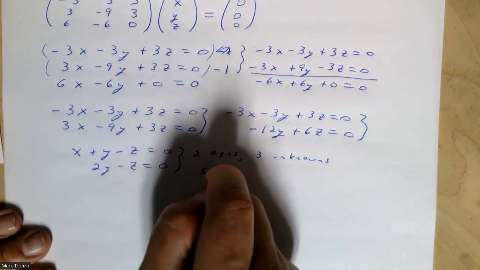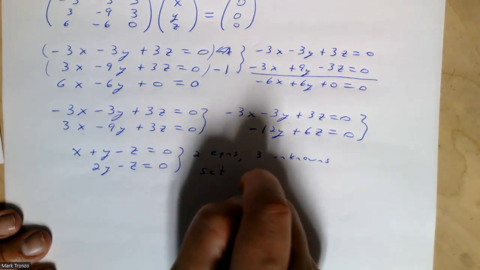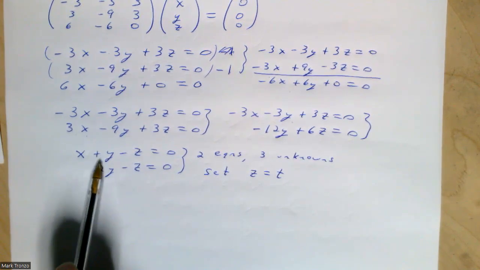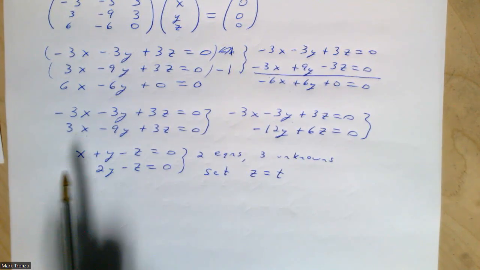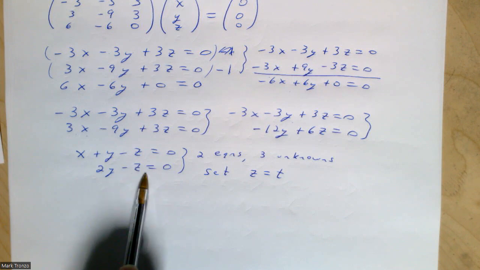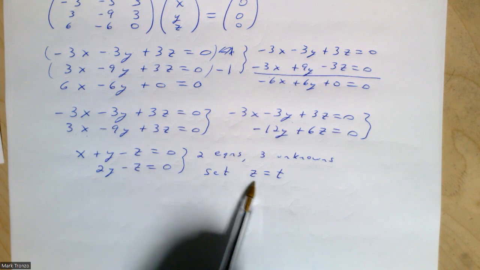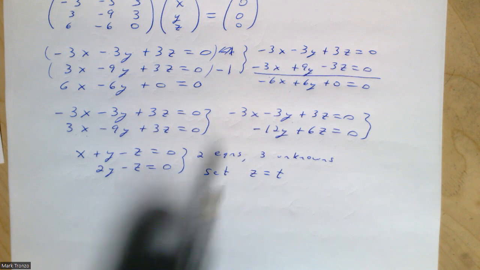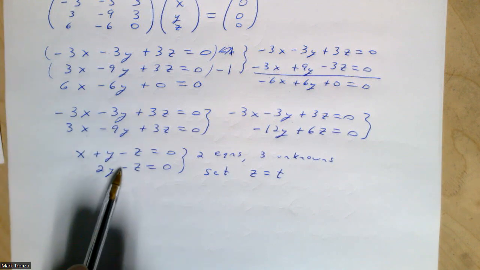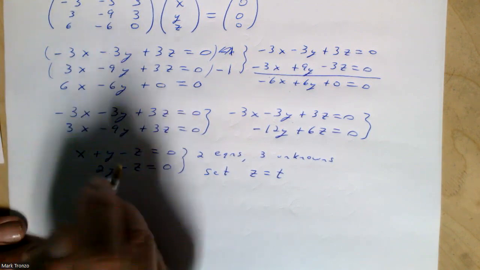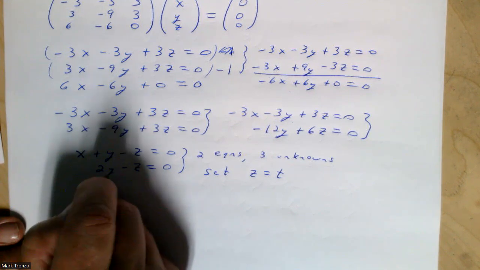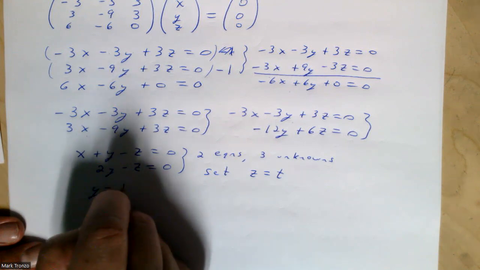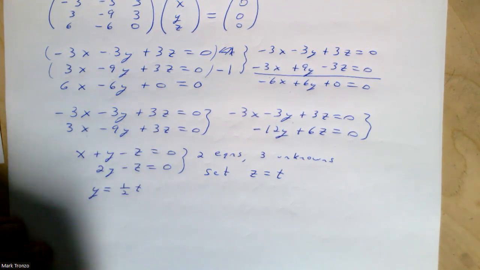So let's set z equal to t. It's up to you how you want to do it. Usually what I do is, with our unknowns, I pick the latest letter in the alphabet and set that one equal to the parameter. And so what is that going to give us? If we put z equal to t here, that's going to give us y equal to 1/2 t.